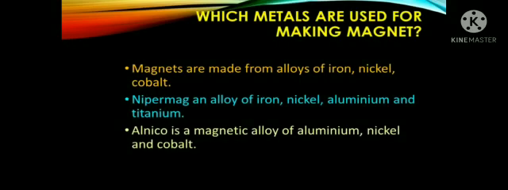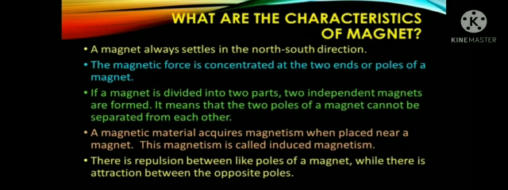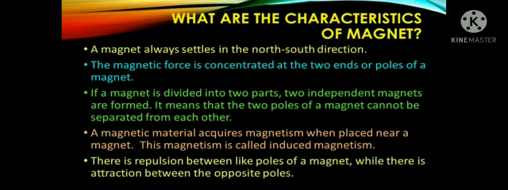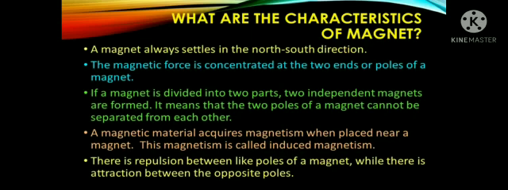Let's see the next one, what it is. The next topic is about what are the characteristics of magnet. A magnet always settles in the north-south direction. The magnetic force is concentrated at the two ends of poles of a magnet. If a magnet is divided into two parts, two independent magnets are formed. It means that the two poles of a magnet cannot be separated from each other.